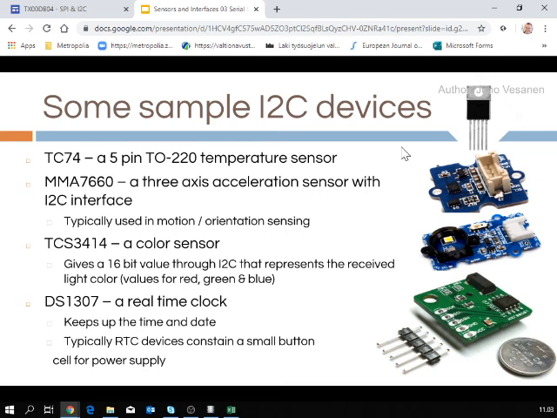TCS3414, a color sensor, which has these photodiodes with some filters on top of them. Then real-time clocks and so on. The I2C devices, there are plenty. And actually, the I2C bus is also sometimes used between processors. That's a simple way.